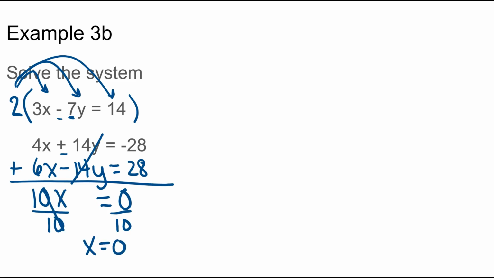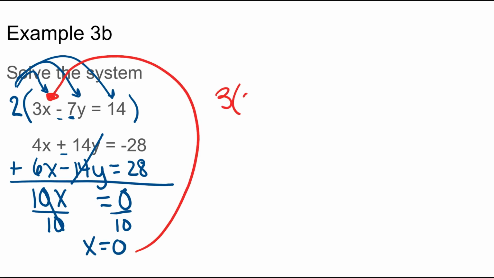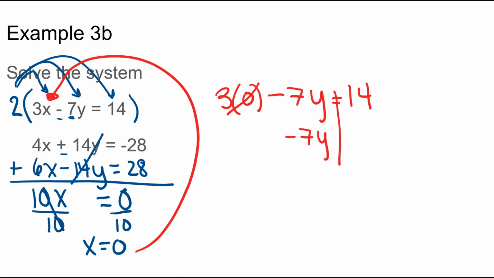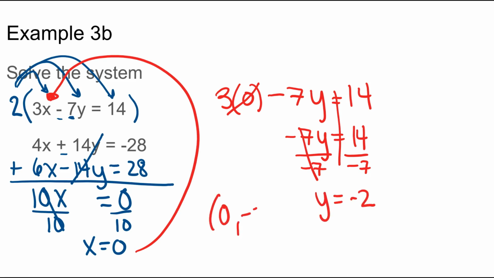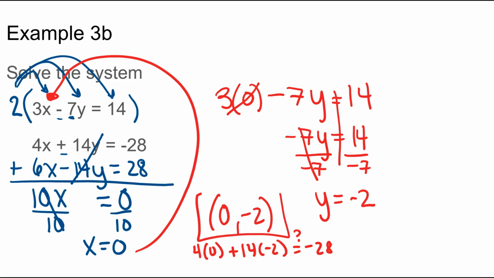We've got halfway there. I'd like to plug into that top equation. We get 3 times 0 minus 7y is equal to 14. Well, that goes away. We get negative 7y is equal to 14. Divide both sides by negative 7. Y is equal to negative 2. So that's 0, negative 2. Let's just check it. 4 times 0 plus 14 times negative 2. Does that equal negative 28? Type it into your calculator to see. And it does.